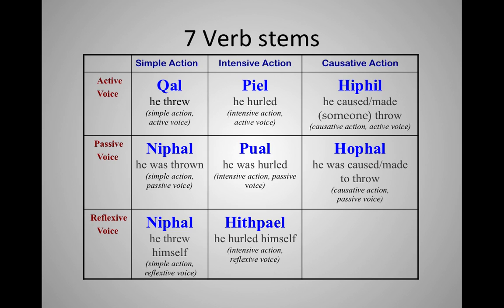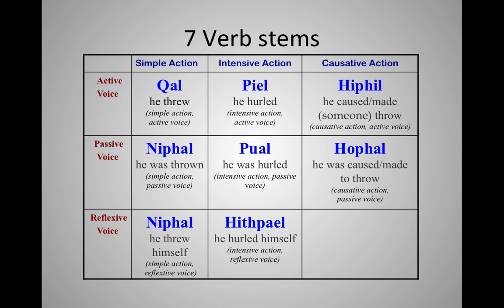In that sentence, the umpire is causing the pitcher to throw. So essentially, there's another force that's causing the subject to perform an action, essentially, in the causative action. So these are just some basic sentences to help get us into looking at each of these stems.